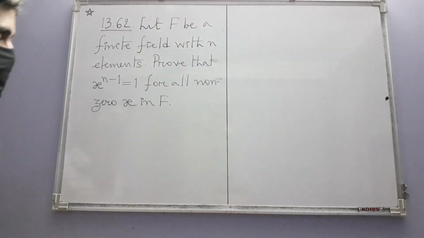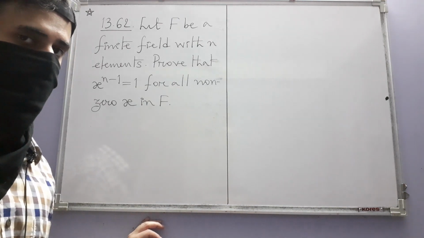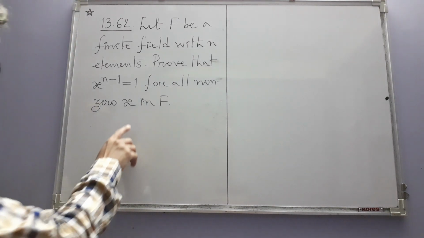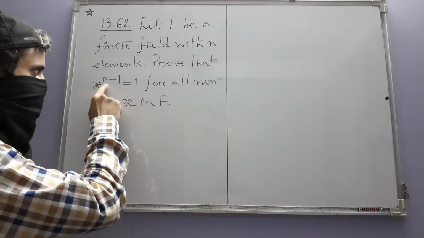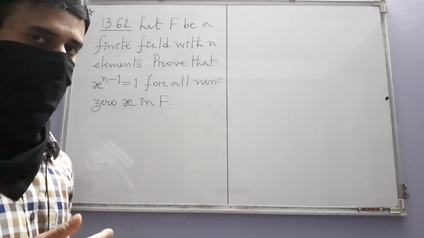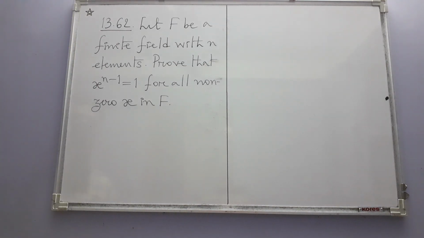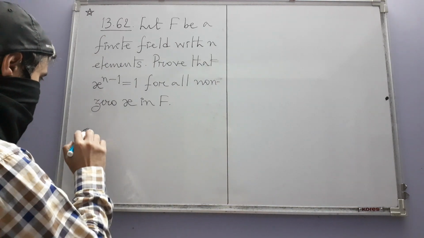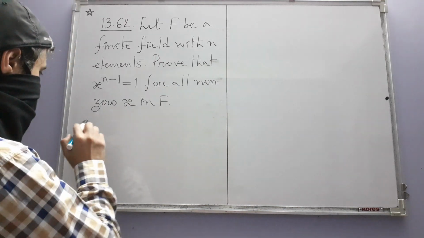Okay, next exercise 62. In this one we are given a finite field F having n elements, and we have to prove that for any non-zero element x in F, x to the power n minus 1 is equal to the unity 1 in the field. Actually this one is very easy, almost immediate, if we recall a result from group theory.